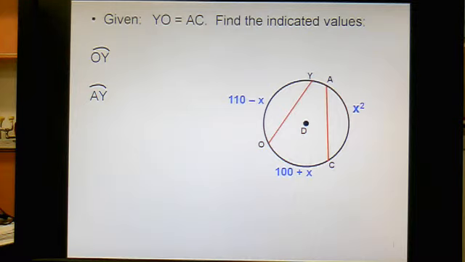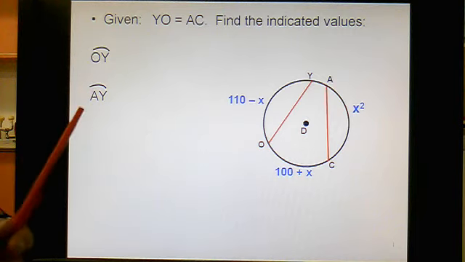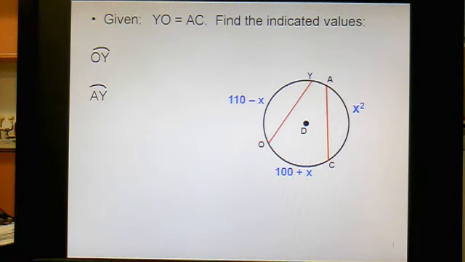Great time to pause. I want you to find the measure of OY and the measure of AY, and these are both in degrees, not arc lengths. Find the measure of these in degrees. So are they 50 degrees, are they 20 degrees? Make sure you add those little symbols on there, because if you're not adding the symbols, you're not really getting this conceptually. Great time to pause and go work on it. I would strongly recommend you try this on your own.